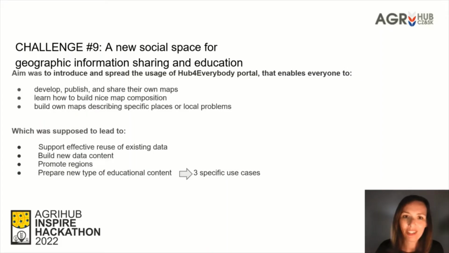In this challenge, we wanted to introduce and spread the usage of the Hub for Everybody portal that enables everyone to develop, publish and share their own maps, learn how to build map compositions, and build their own maps describing specific places or local problems. And all these tasks were supposed to lead to support effective reuse of existing data or build new data content, promote regions, or prepare new types of educational content.